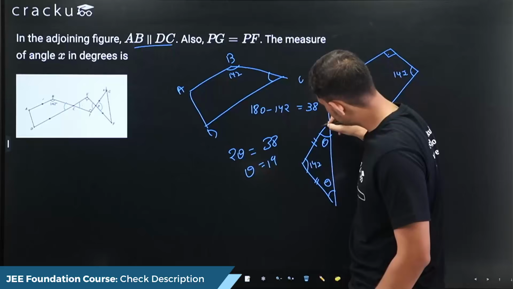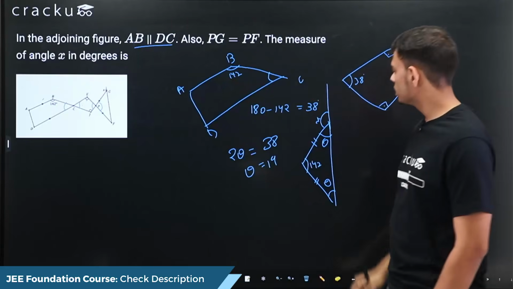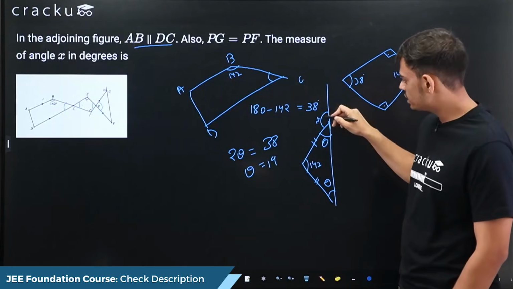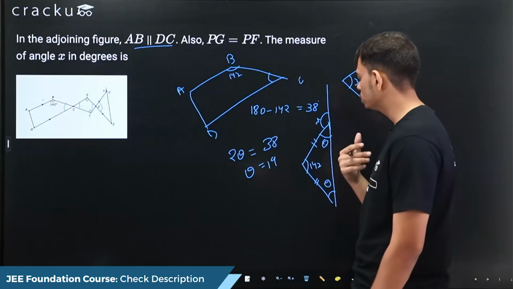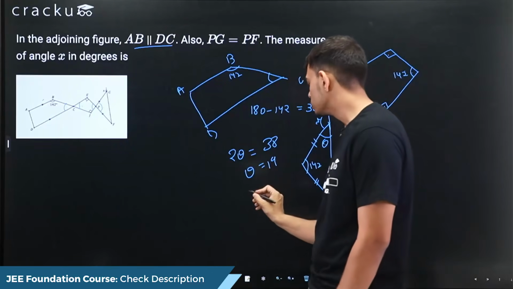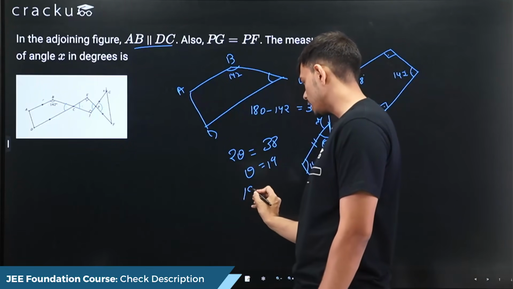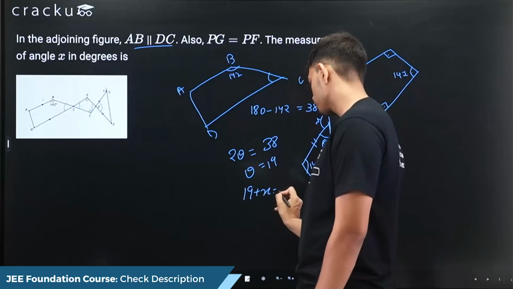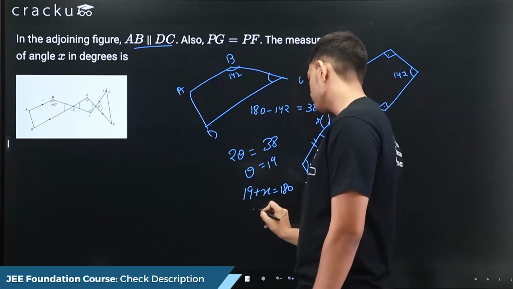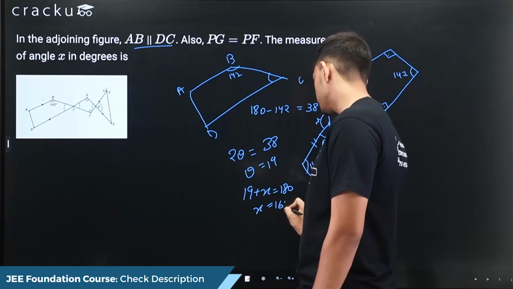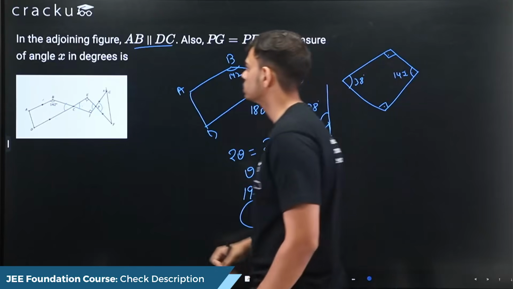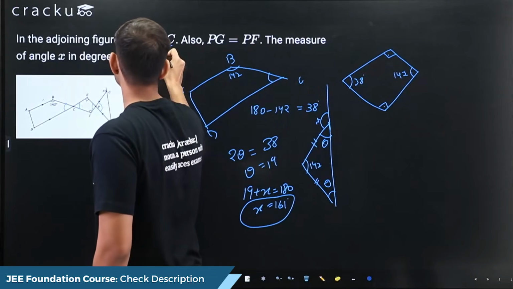I need to find this x. x is here, the exterior angle of theta. And these two angles lie on a straight line, so they will also sum up to 180 degree. So theta plus x is 180. 19 plus x is 180. x will be 180 minus 19, which is 161 degrees. The answer for this question will be 161 degrees.